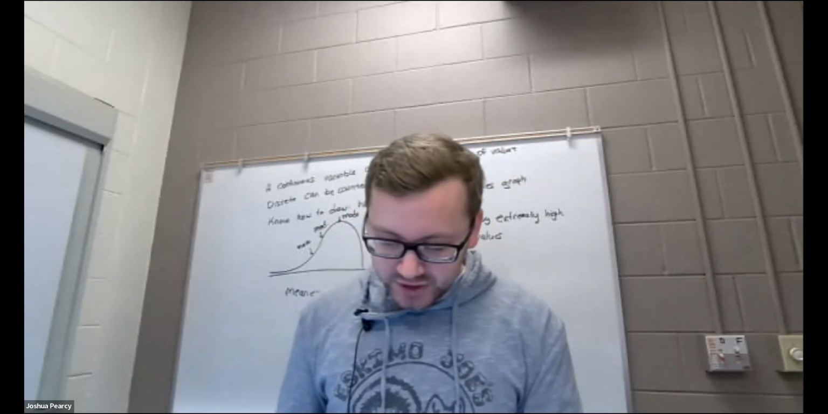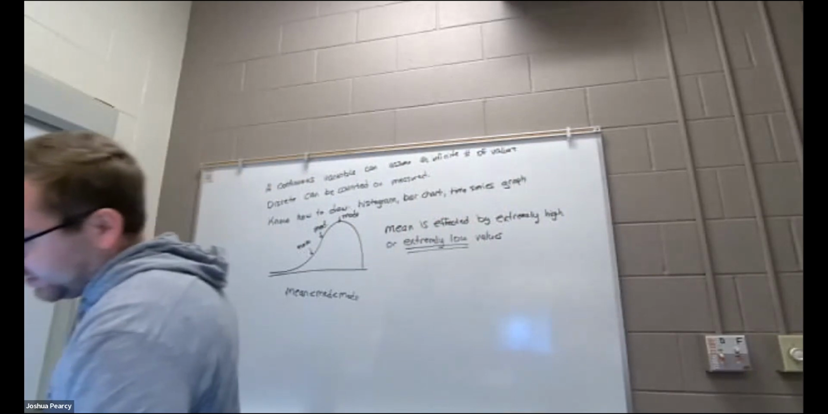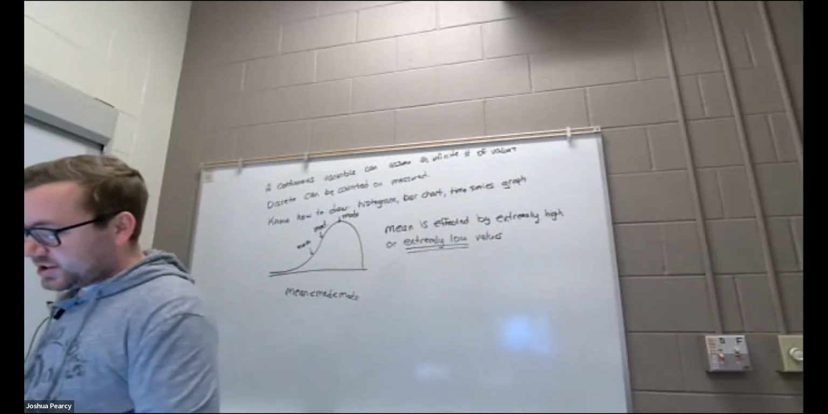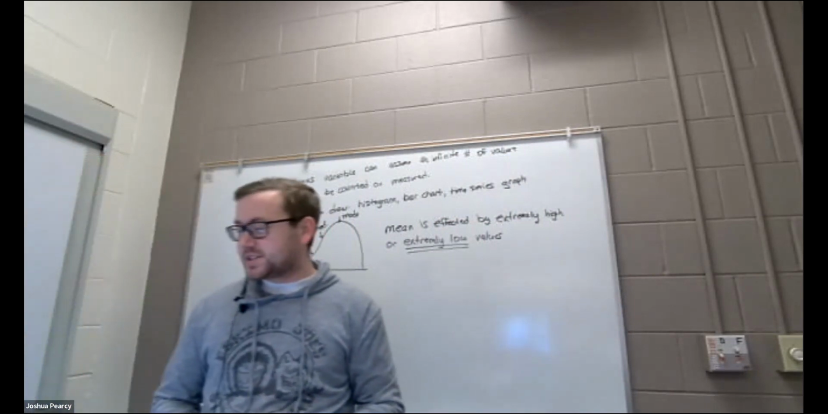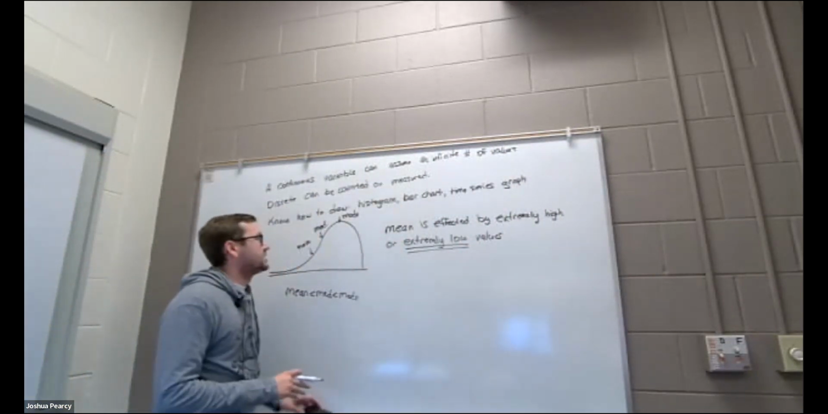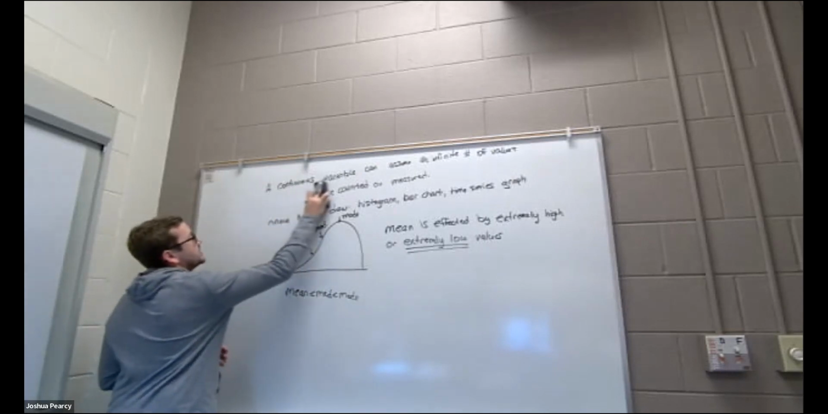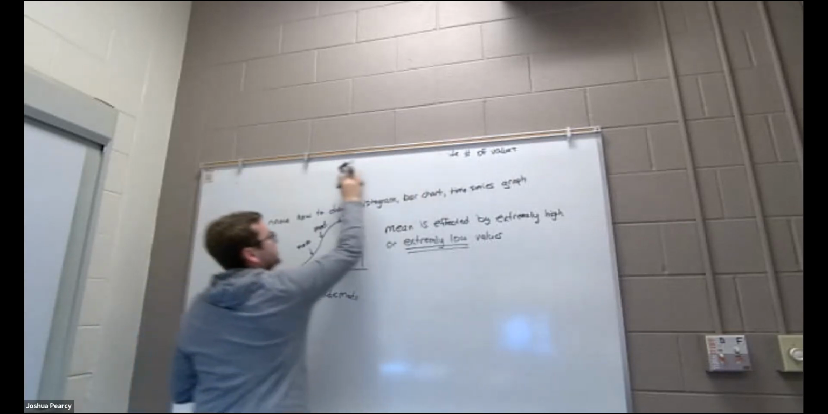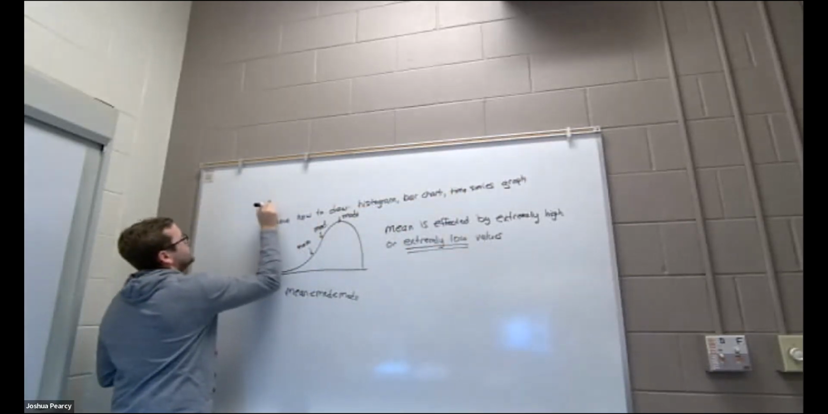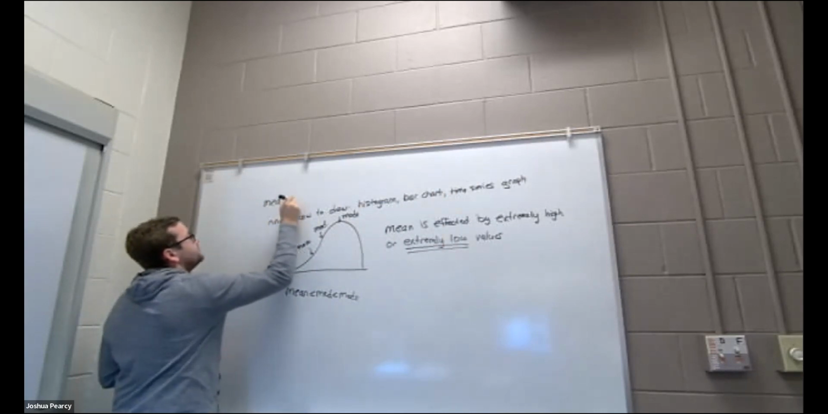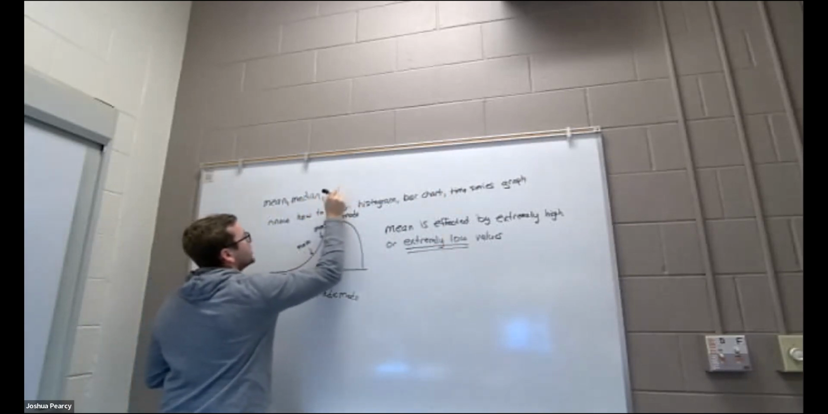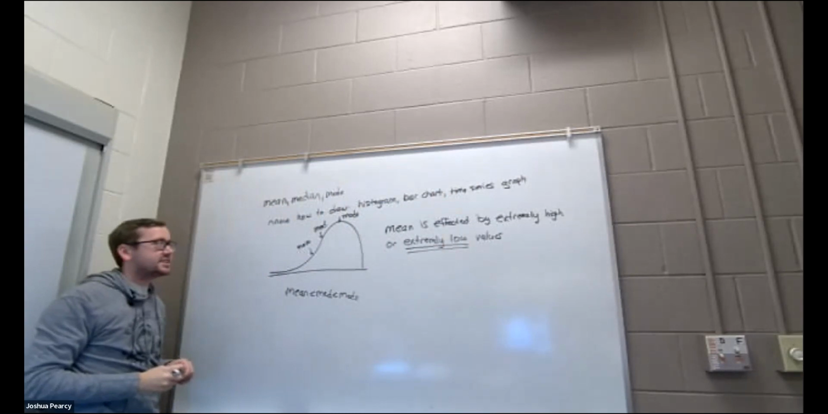Then in chapter 3, we talked about the measures of central tendency and the measures of variation. The measures of central tendency we talked about were the mean, the median, and the mode. Those are the three main ones.